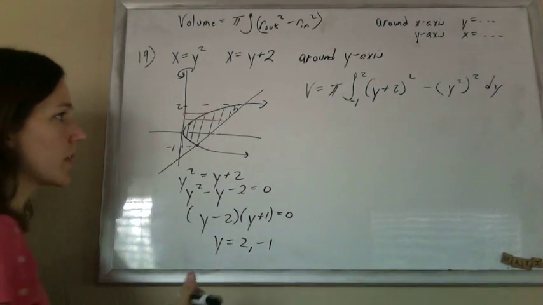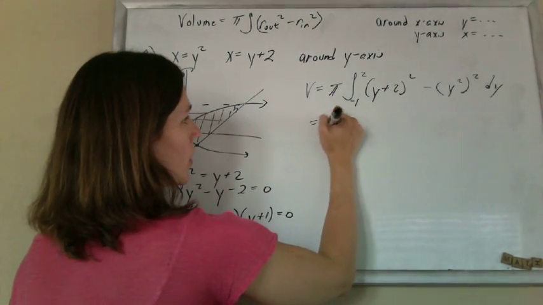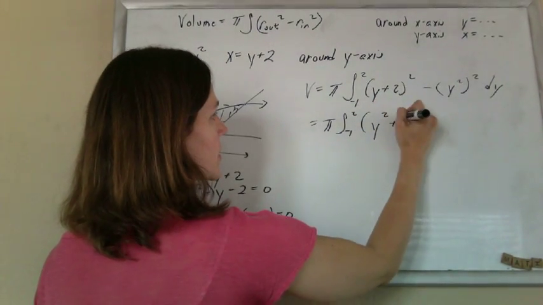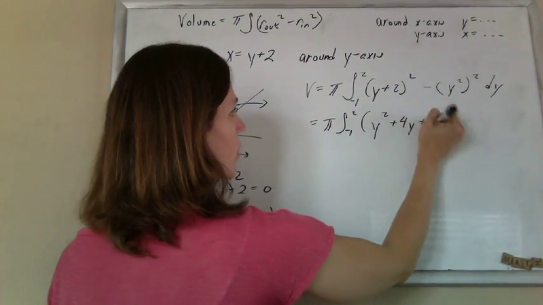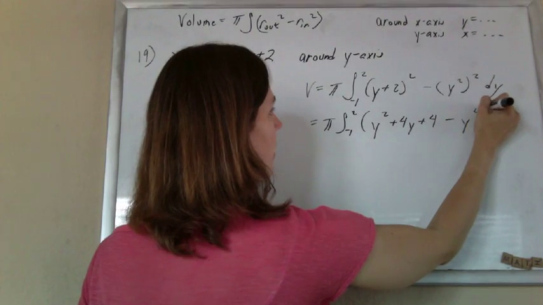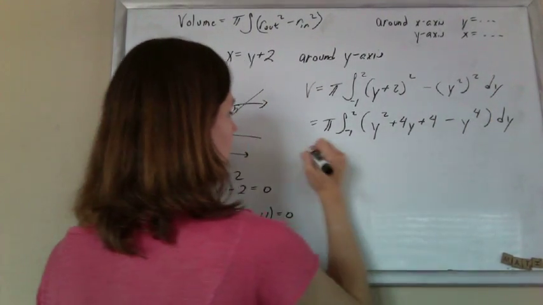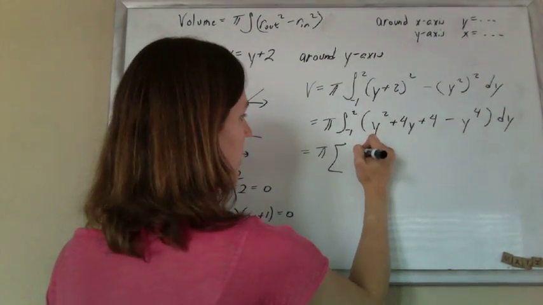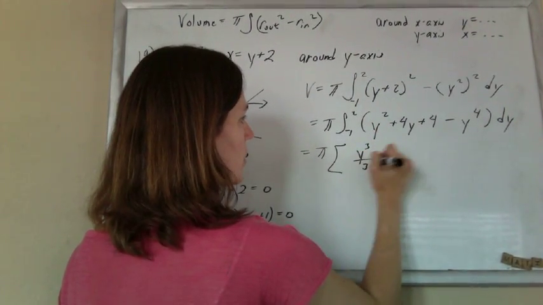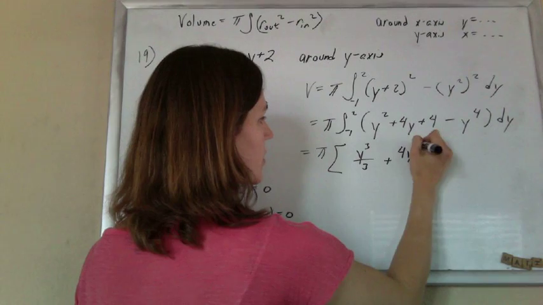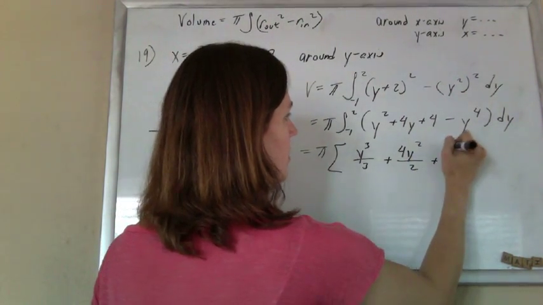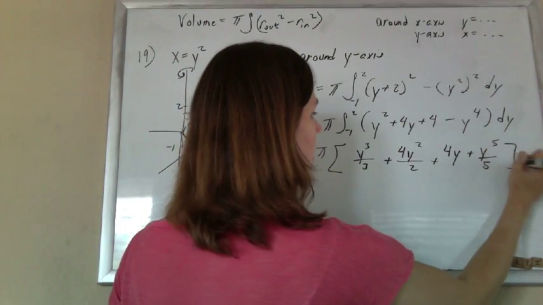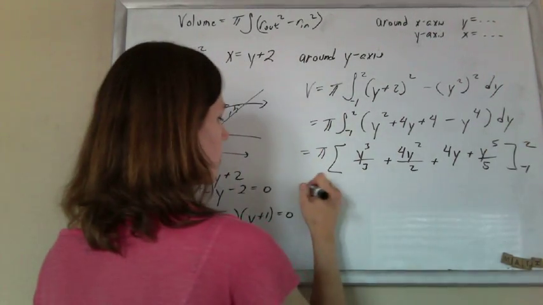And all we got to do is solve this. So I'm just going to distribute. So it's going to be y squared plus 4y plus 4, and then minus y to the 4th dy. And then I'm going to take the antiderivative of each piece. So that's y cubed over 3 plus 4y squared over 2, plus 4y, minus y to the 5th over 5, from negative 1 to 2.